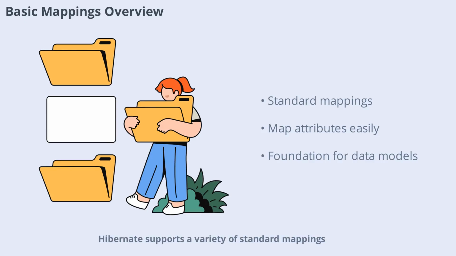Hibernate supports a variety of standard mappings, making it easy to map entity attributes to database columns. This includes mapping basic data types, primary keys, and associations between entities. In the following scenes, we'll explore how to define schema and table names, map basic attributes, and handle primary key generation. These foundational skills are essential for building effective data models and ensuring your application interacts with the database correctly.